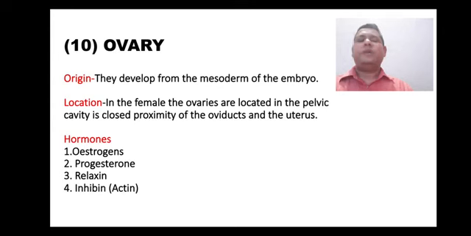Another hormone is relaxin. It is secreted by the corpus luteum only during the later stage of pregnancy and helps to soften ligaments. Inhibin is secreted by the corpus luteum. The inhibin hormone inhibits the activation of follicle stimulating hormone, FSH, and gonadotrophin releasing hormone, GnRH.